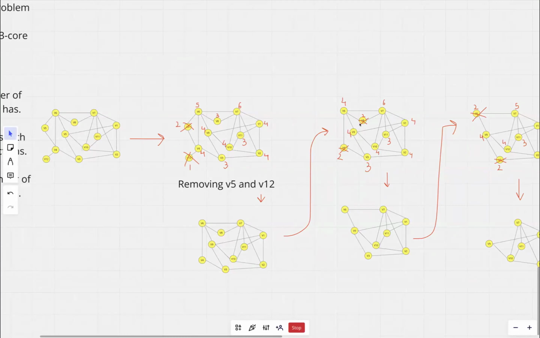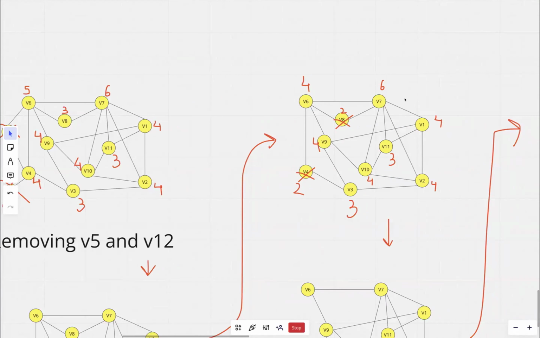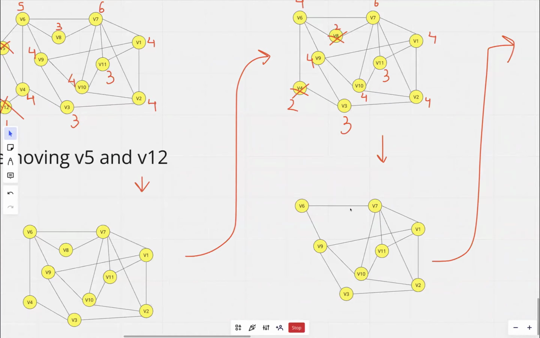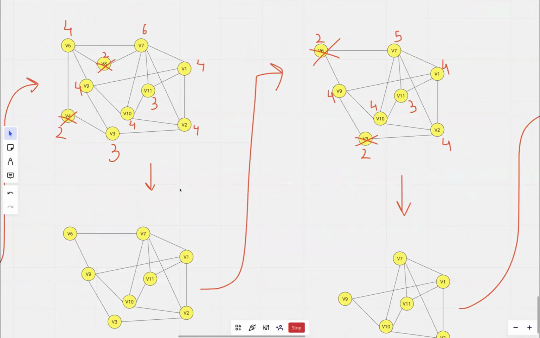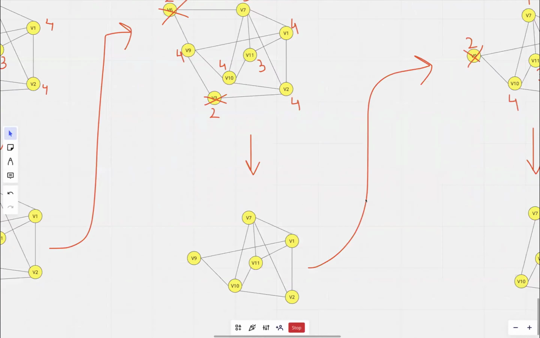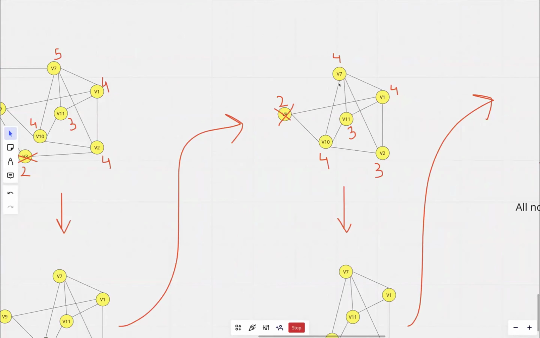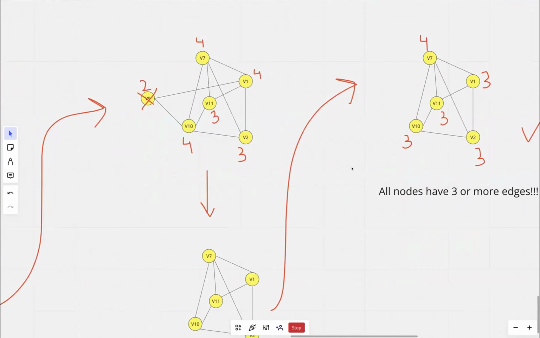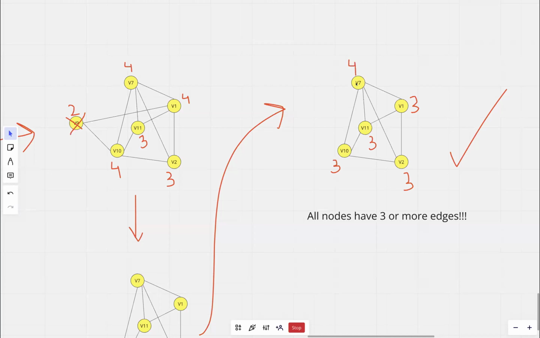Now we'll relabel the graph again, right? We find 4, 6, 4. V8 has only 2, V4 has only 2. So again, the ones which have less than 3, we're going to remove. Then we get our new graph after removing them. We again relabel them, see that these two are only 2 again, remove them, right? Our graph has become smaller. Now we again relabel all the vertices, see that this one still has 2, remove that. And finally, we've obtained this maximal 3 core graph, where every node has at least 3 or more connections, right? So that was an example.